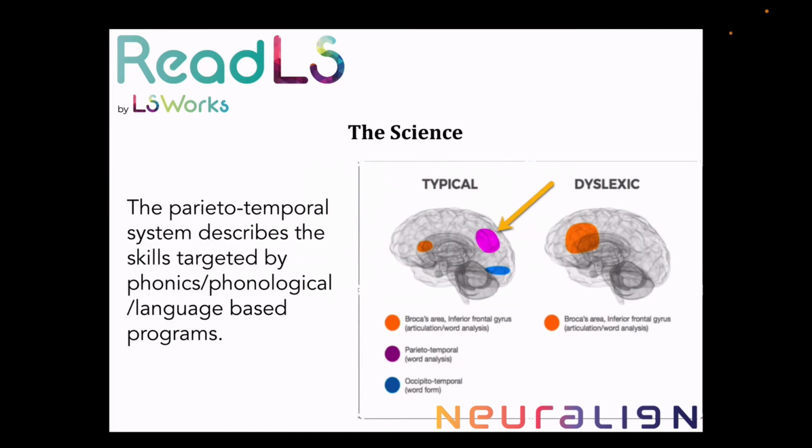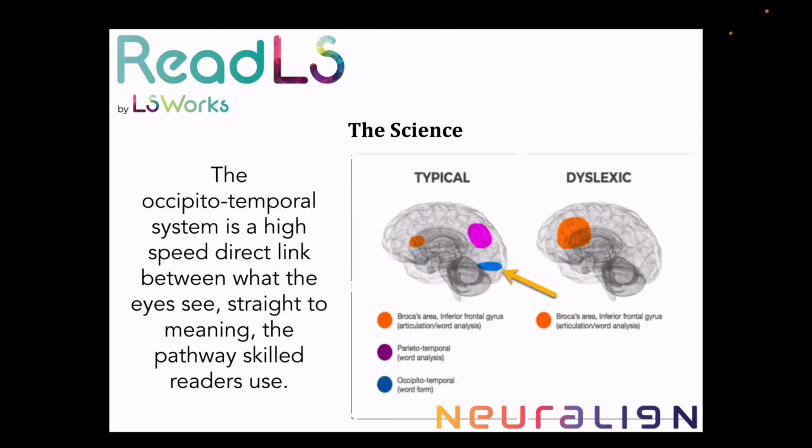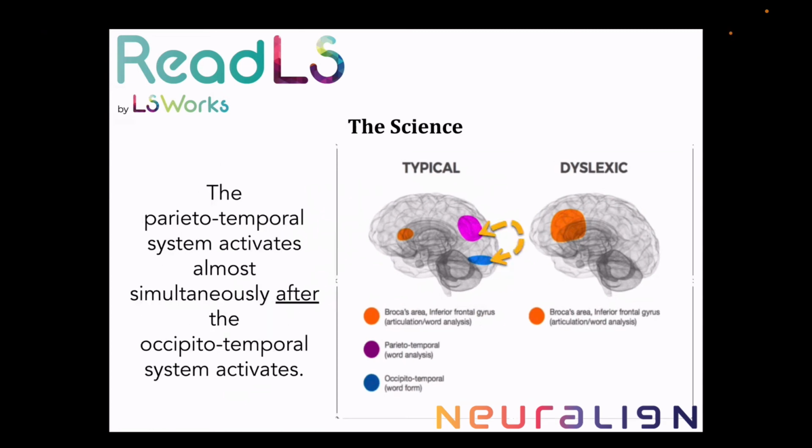So the parietal temporal system describes the skills targeted by the phonological language-based programs. The occipital temporal system is a high-speed direct link between what the eyes see straight to meaning, the pathway skilled readers use. They see the words, they know what it means, they put meaning to it, and they move on. The parietal temporal system activates almost simultaneously after the occipital temporal system activates.